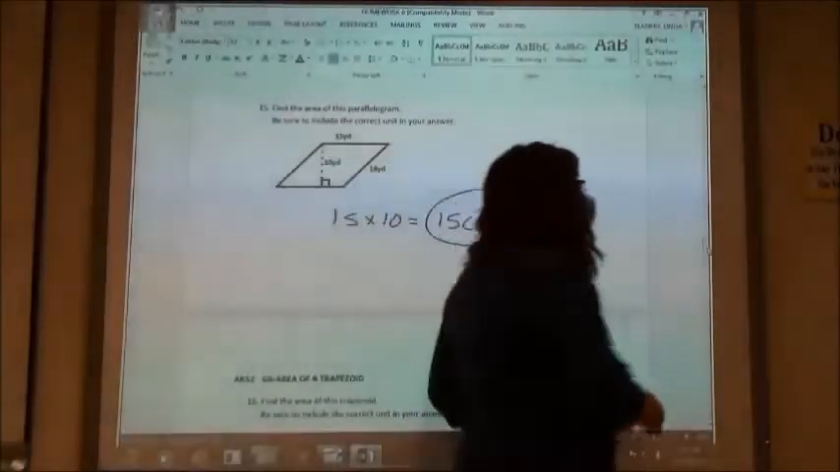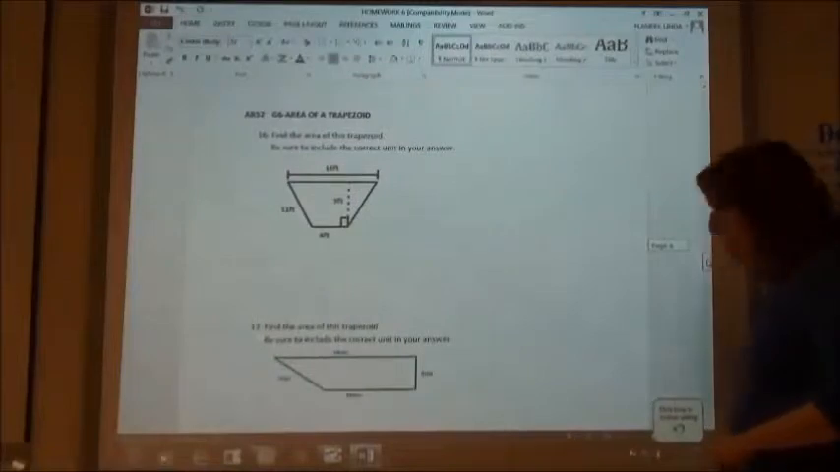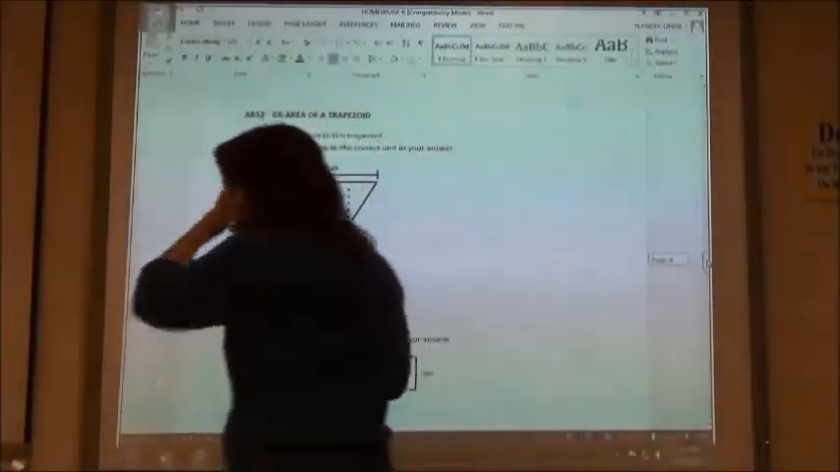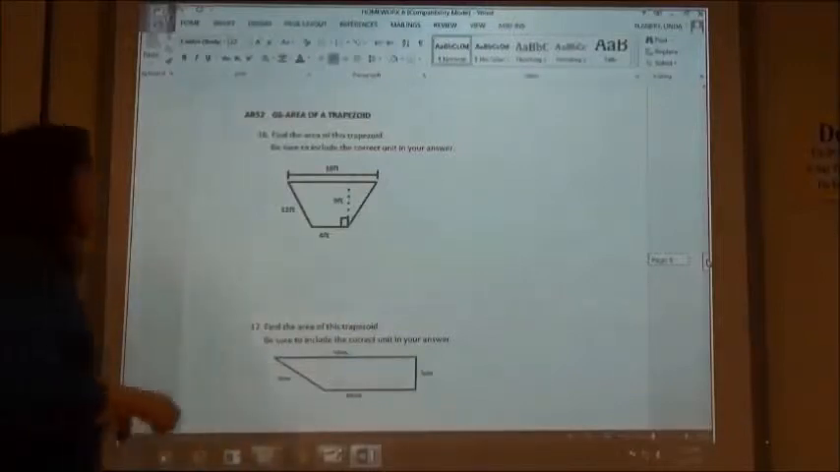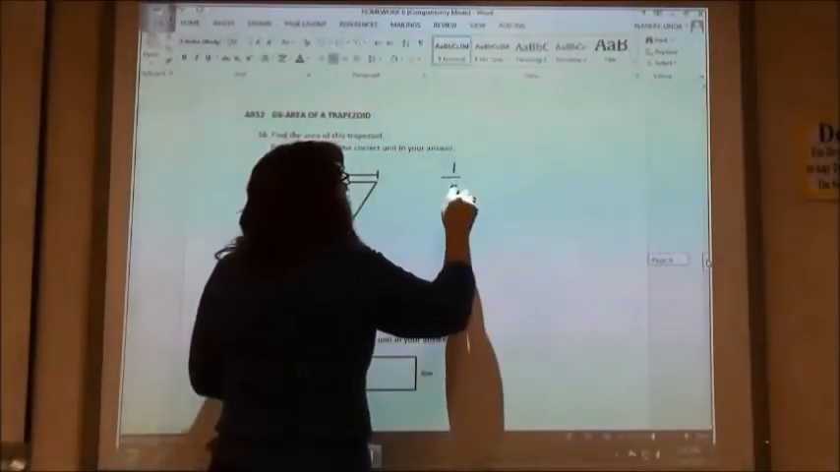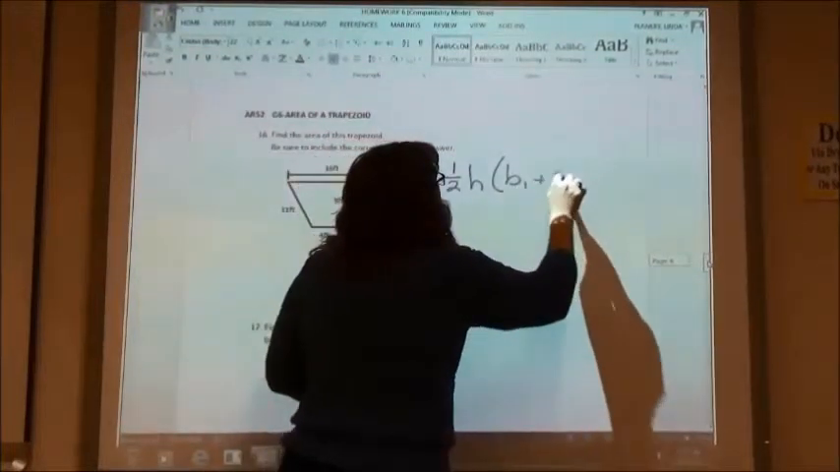Area of a trapezoid. Now this formula will look a little crazier. Some crazy person figured out how you could cut things apart and move them around and make a rectangle. So they came up with a formula: half the height times the sum of the bases.